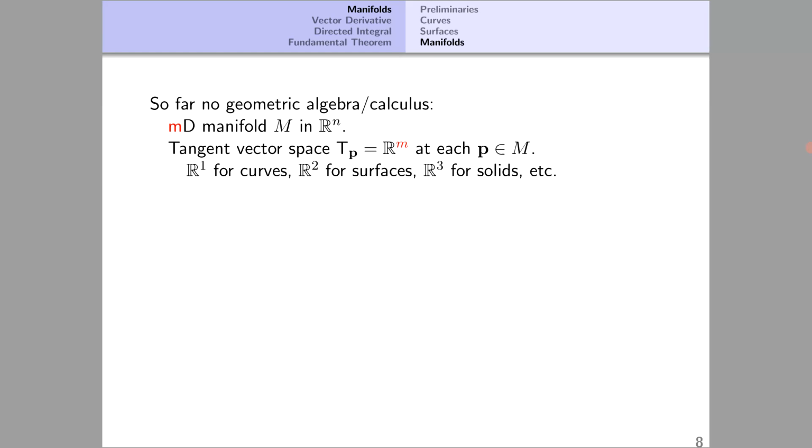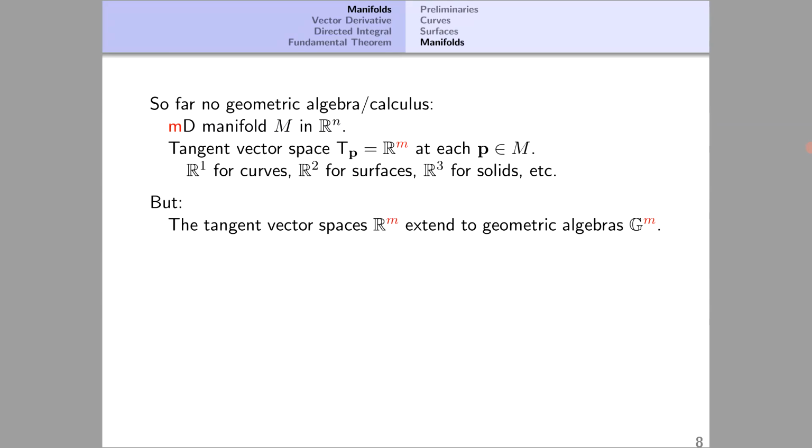So far, we haven't used any geometric calculus or even geometric algebra. We've defined the notion of an m-dimensional manifold in Rn. Manifolds have vector spaces, tangent vector spaces at each point, which we've called T sub P. The tangent space is R1 for curves, R2 for surfaces, R3 for solids, etc. But the tangent vector spaces Rm extend to geometric algebra's Gm.